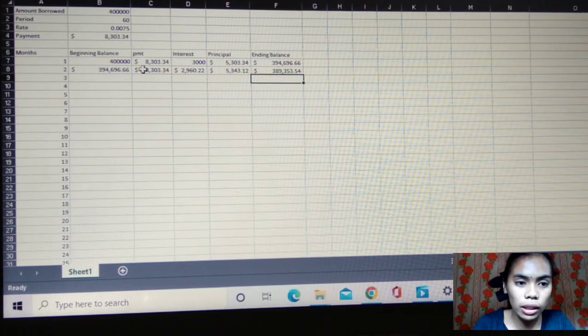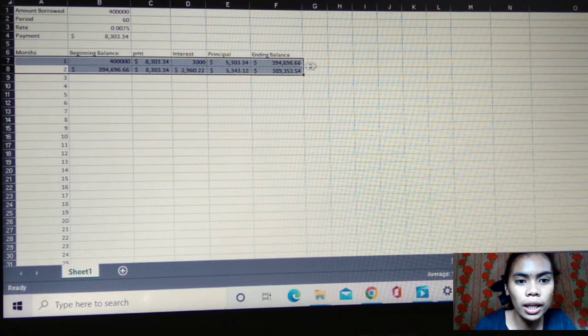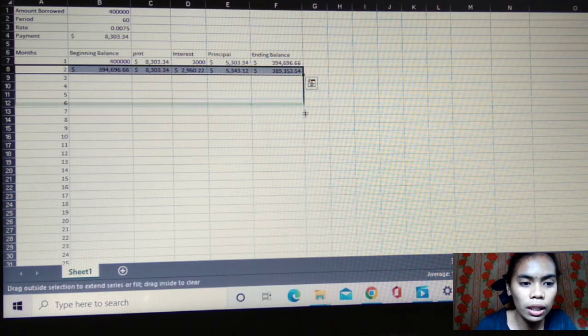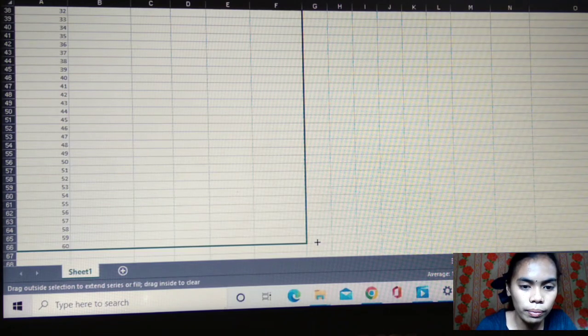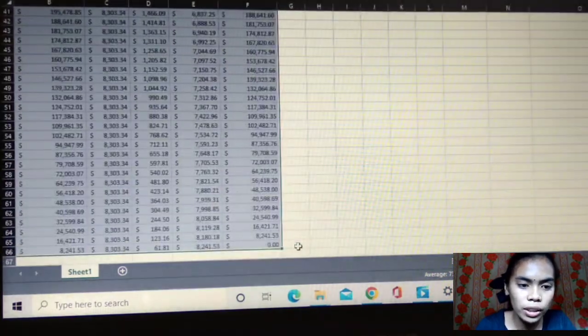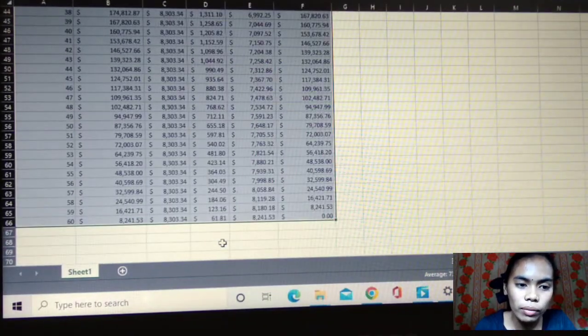For us to not solve it column by column or row by row, we can highlight the second row first and then drag it until the ending of the period. And voila, we accumulated 0 as the ending balance at the end of the period.